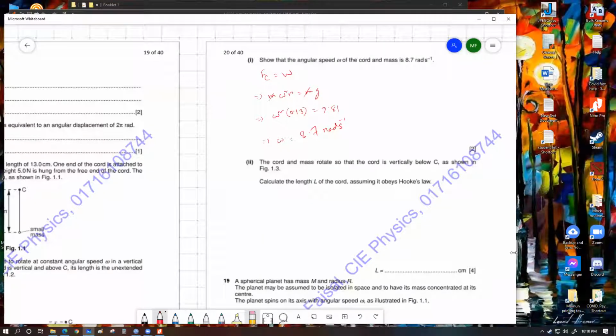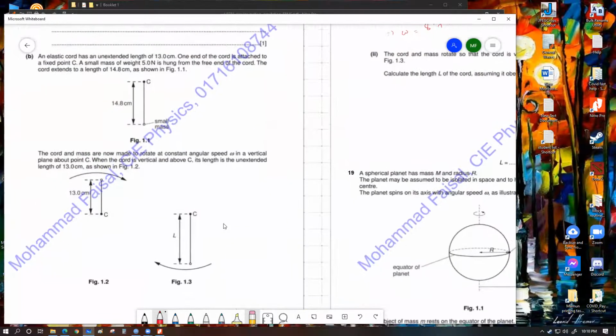তাসি তো মেসেজ দেখছি 5.99 আসছিল। আচ্ছা, 2তে বলছে the cord and the mass rotate so that the cord is vertically below C as shown in figure 1.3. Calculate the length L of the cord assuming it obeys Hooke's law. So এই পজিশনে আমাদের length কত হবে?